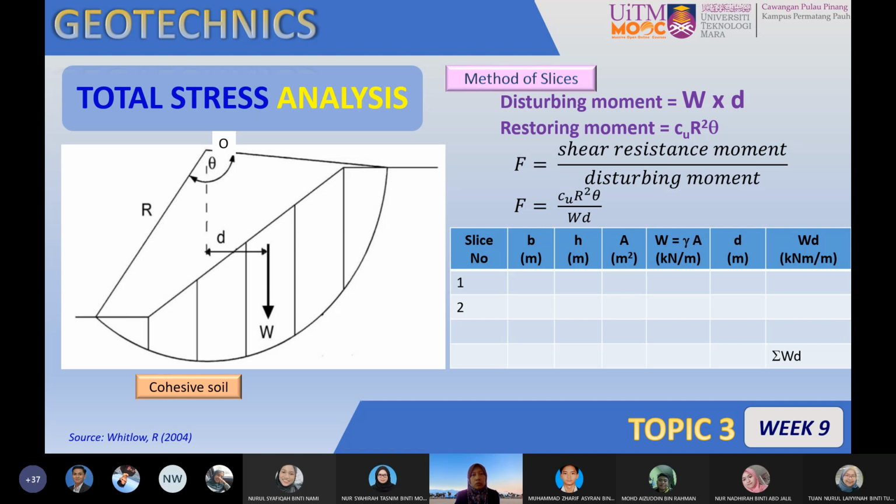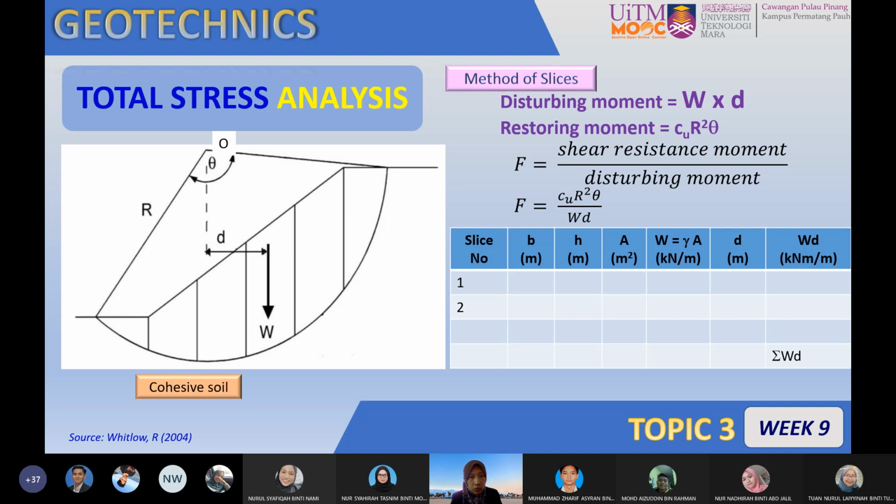How about if you need to analyze the problem using the method of slices? The process is the same. As you can see here, the single weight W of the mass is now divided into equal vertical slices. Just now we only had a single W1. But when we divide all the soil mass above the slip circle into a few vertical slices, the single W becomes W1, W2, W3, W4, W5 and W6.